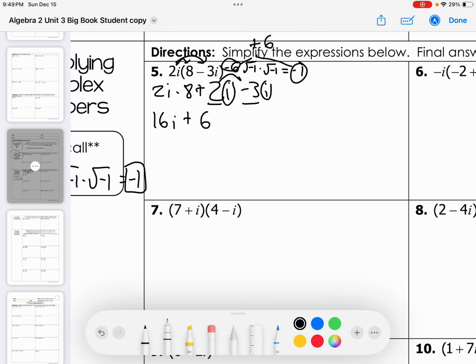Now just put these in the right order. The terms with i's should go after the terms that don't have i. So this should be 6 plus 16i.